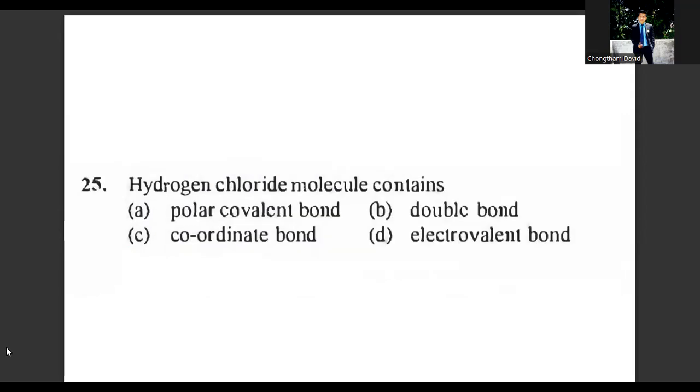Question number 25. A gaseous HCl molecule has hydrogen and chlorine linked by a covalent bond. The electronegativity of chlorine is greater than that of hydrogen. So due to this, the shared pair of electrons is more attracted towards chlorine. Thus chlorine has higher electron density and becomes slightly negative, and hydrogen becomes slightly positive. So the covalent bond in HCl will have a polar character. Hydrogen delta plus, chlorine delta minus.